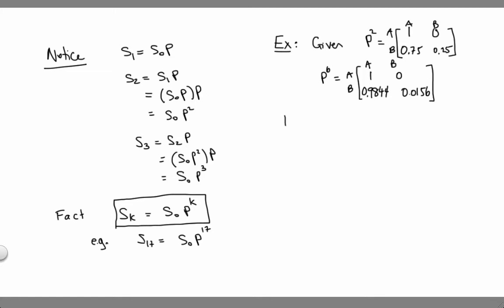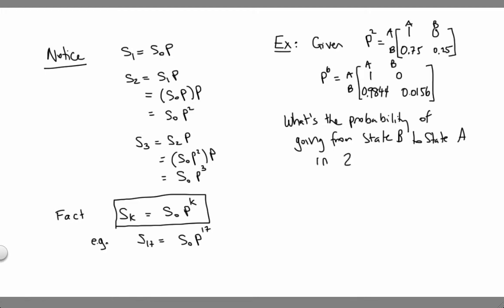The question is, what's the probability of, let's say, going from state B to state A in 2 trials? And then as a follow-up, same question for 6 trials. So it will be quick to find our answer, but we're now just thinking about these transition matrices in a more conceptual kind of way.